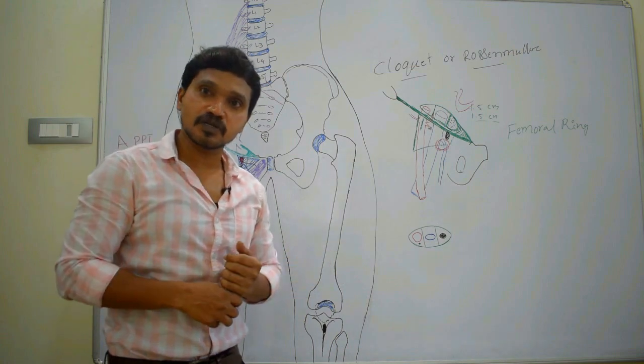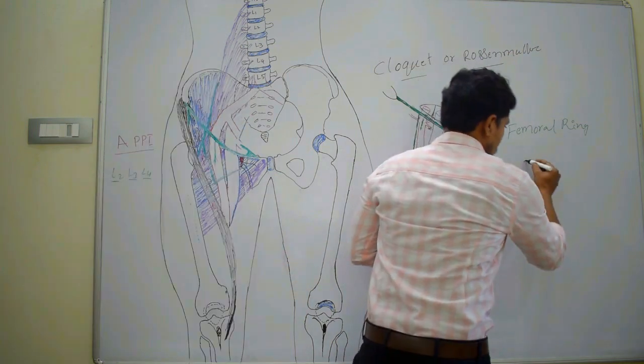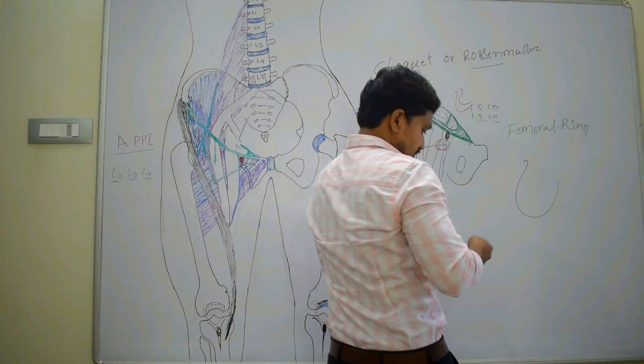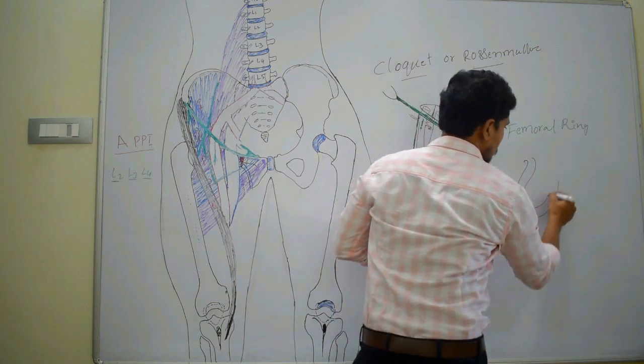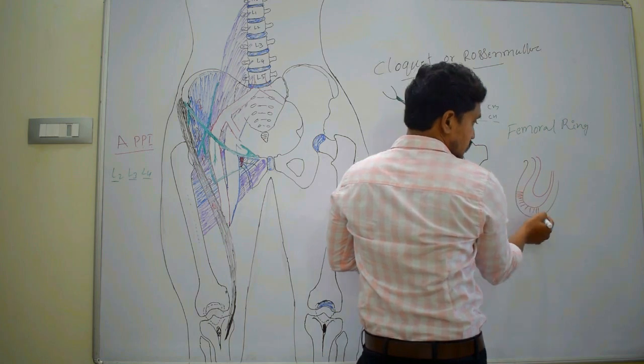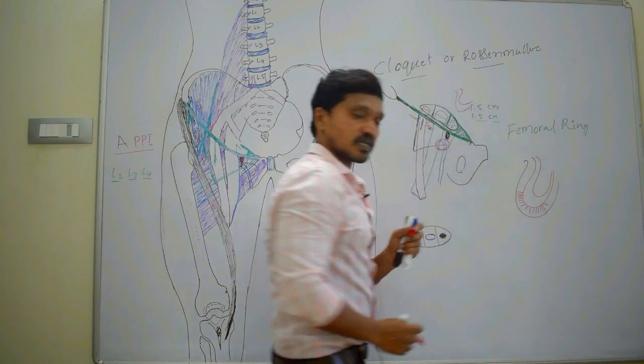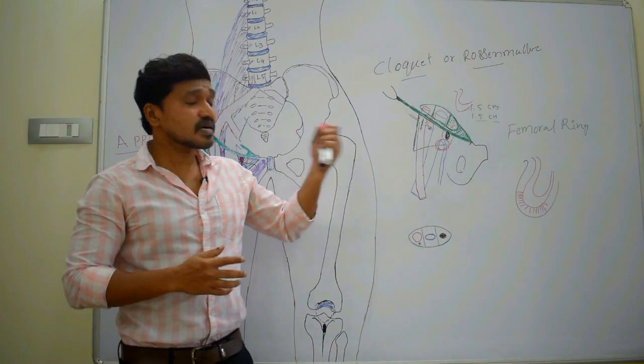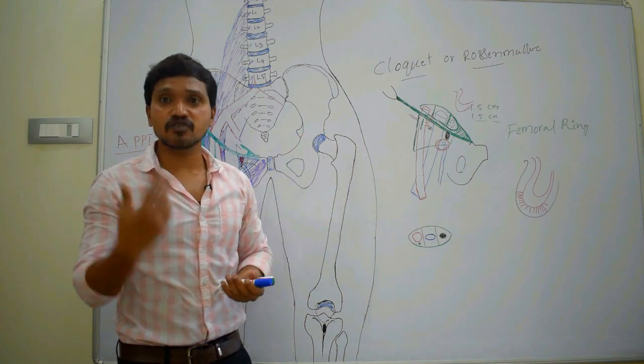If it is not reducible, when will it become not reducible? This is the sac. Within the sac, contents are present, right? So suppose this is the intestine. This is the wall of the sac and the wall of the intestine. If these two are connected with each other, at that time reduction is not possible. In some other cases, there will be strangulation.